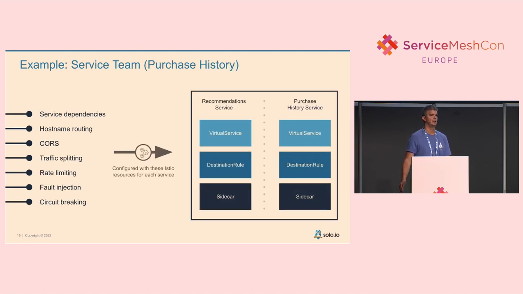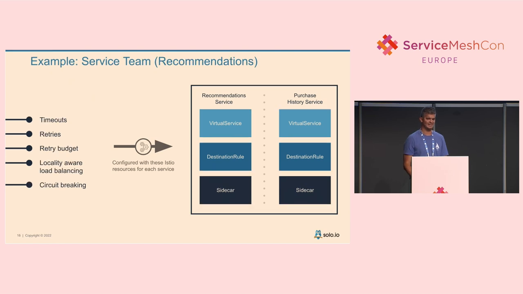And the end user teams, let's say you own the service. So in this example, this is a recommendation service, which is calling another service, the purchase history service. Maybe as the developer or owner of the purchase history service, you care about things like how the host name gets matched, or CORS, or traffic splitting. Maybe you're introducing a new version or something. So Istio's APIs for doing that are the virtual service, the destination rules, potentially the sidecar resource. Now, as the caller of the service, you care about maybe slightly different things, timeouts and retries when you're calling the purchase history service.